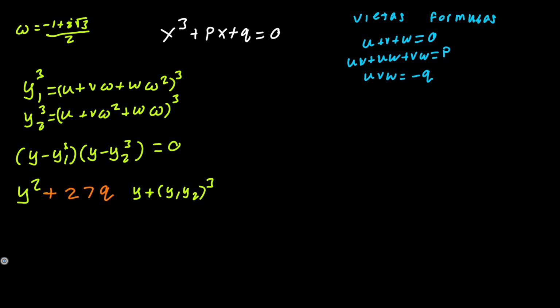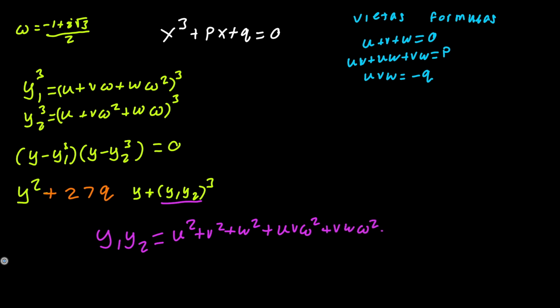So if we just multiply our expressions, just the insides, we would get y1, y2 is equal to u squared plus v squared plus w squared plus uv omega squared plus vw omega squared plus uw omega squared plus uv omega plus uw omega. Finally, you have plus vw omega.